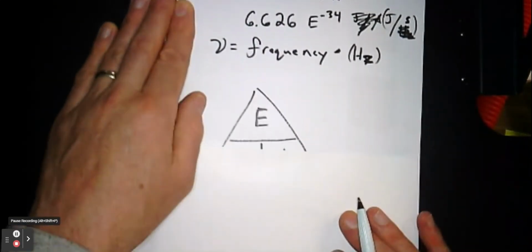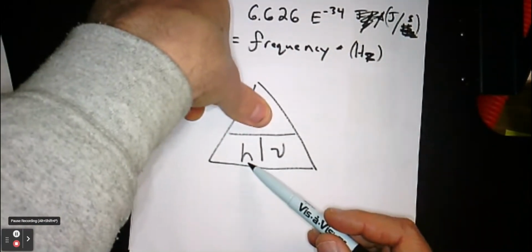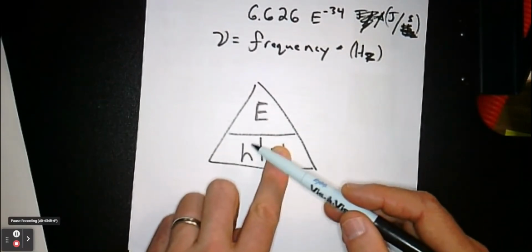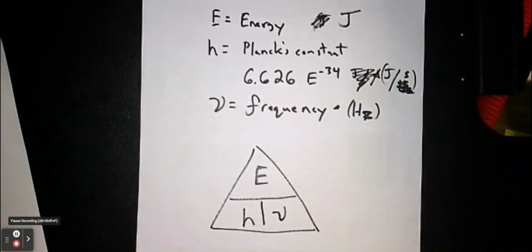Now the pyramid is this. Energy is Planck's constant times nu. Frequency is going to be energy divided by Planck's constant, and this is Planck's constant. You shouldn't have to solve for Planck's constant.